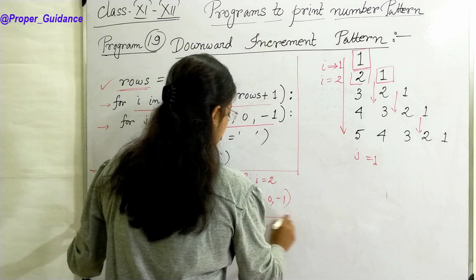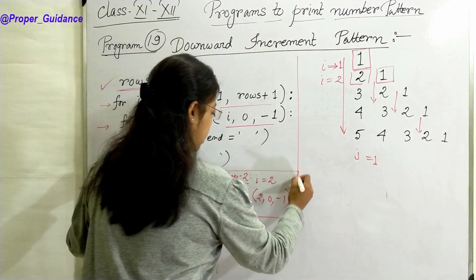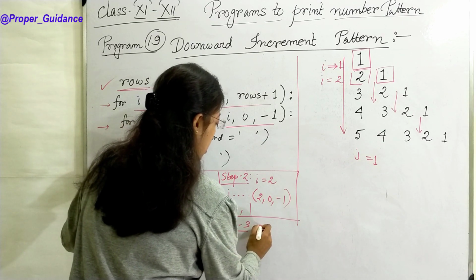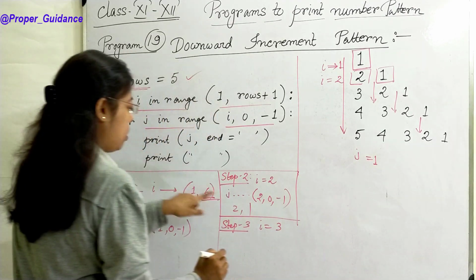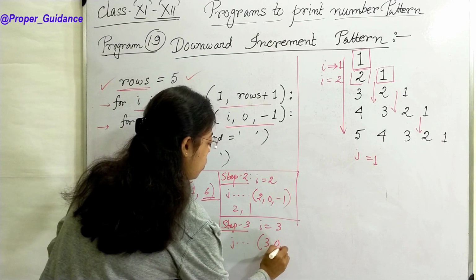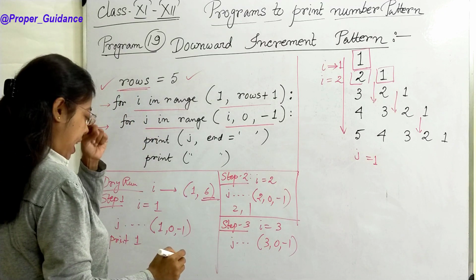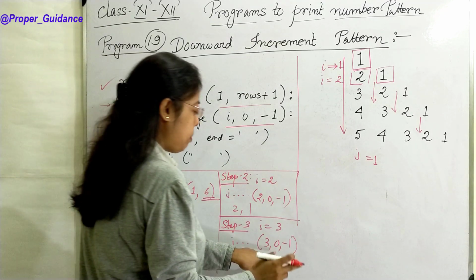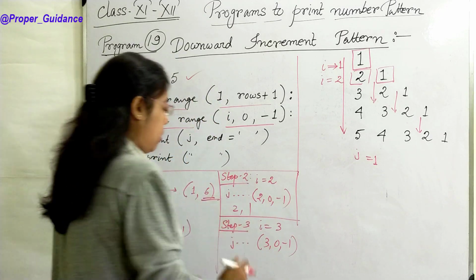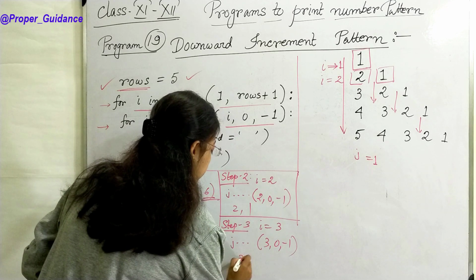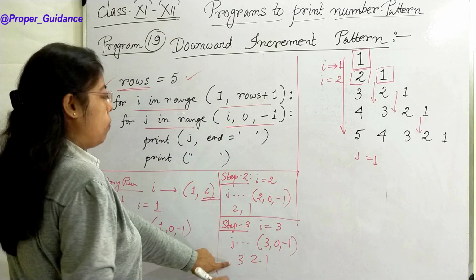Okay. Step 3: i equals 3. Then j will be in range 3, 0, minus 1. And what will it print? From 3 to 1, because the last element, 0, is excluded, right? So j will print 3 to 1.